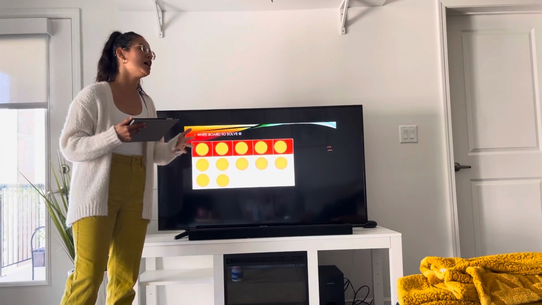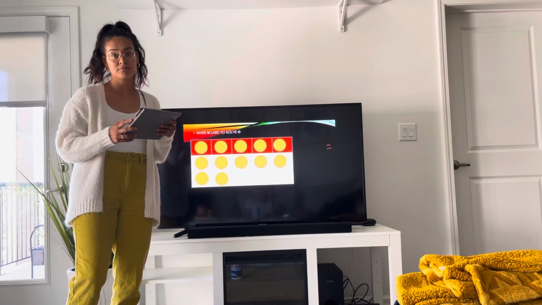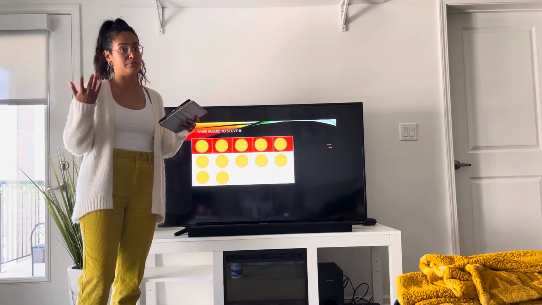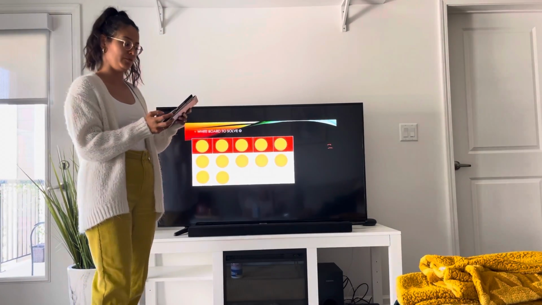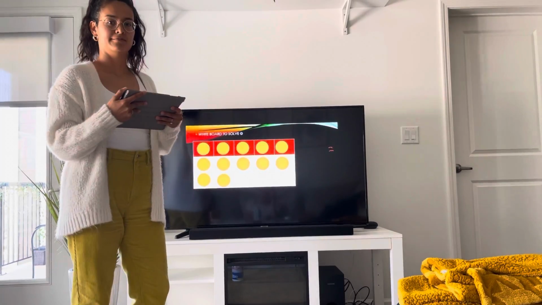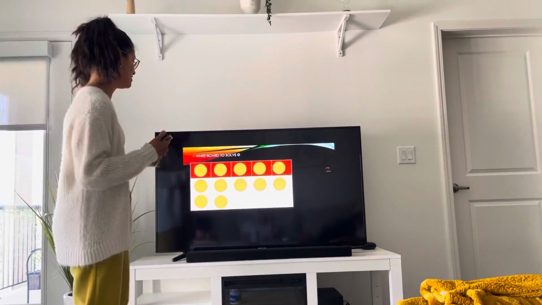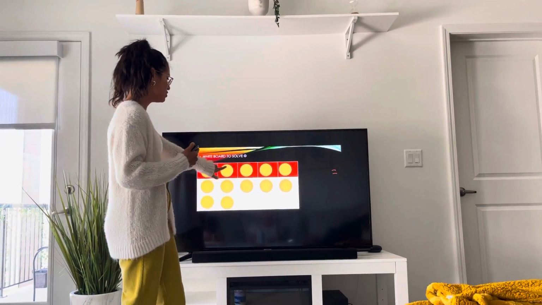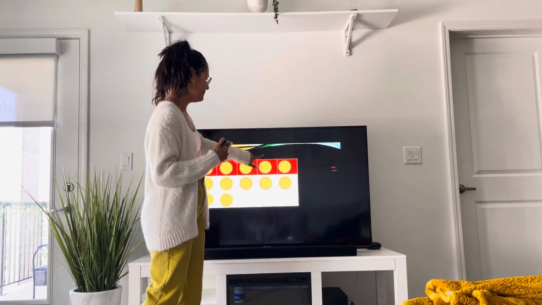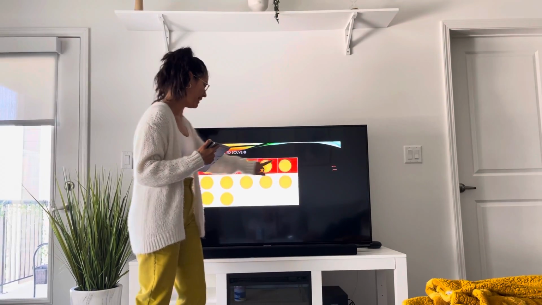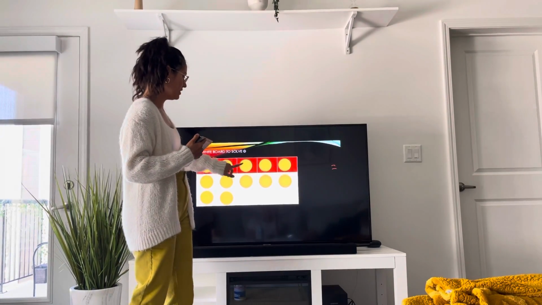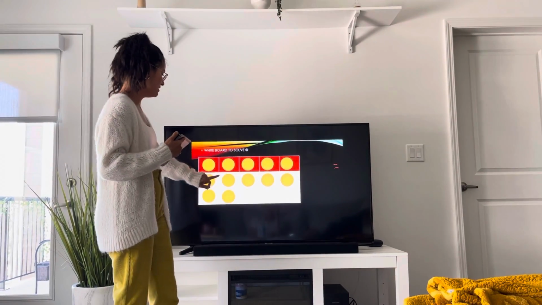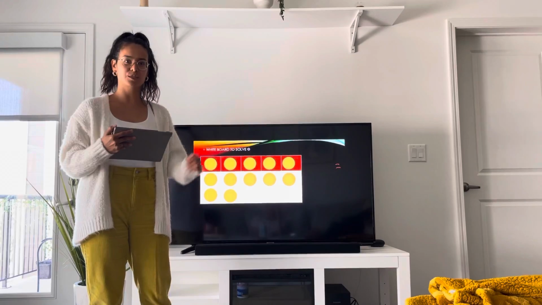So remember how many cookies there are in total. How many cookies does Mary's mom cook? Do we remember? 12. Yes, very good. So let's count together and see if there's 12, okay? 1, 2, 3, 4, 5, 6, 7, 8, 9, 10, 11, 12. So yes, we have 12.